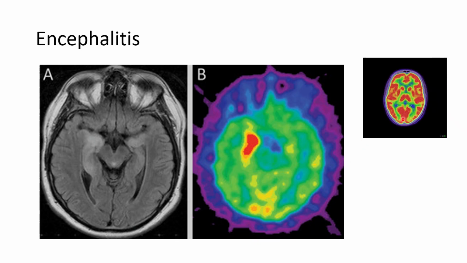I inserted this small little picture here to the right of what a normal FDG scan looks like, so you could compare the two. And so you really see the effects of the inflammation on the glucose metabolism in the brain.